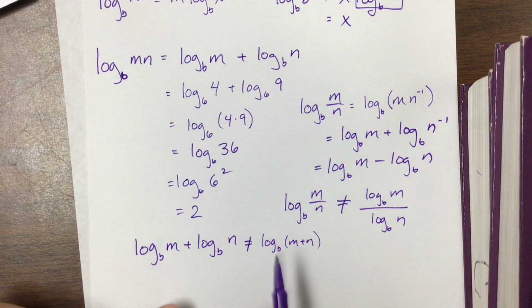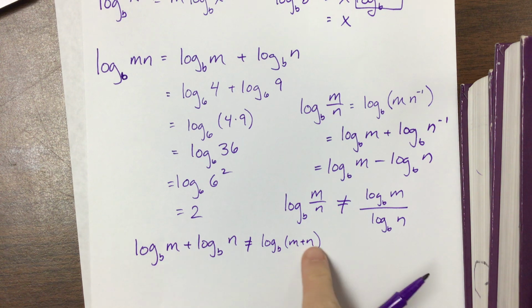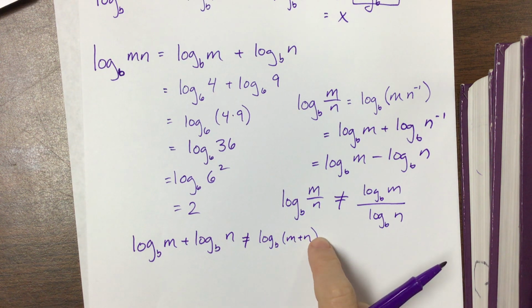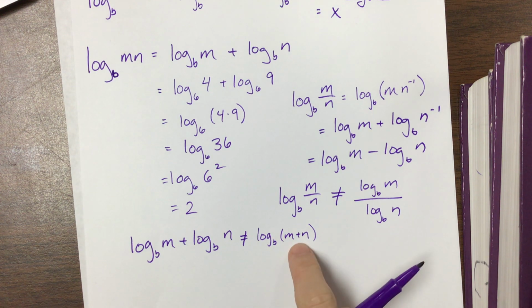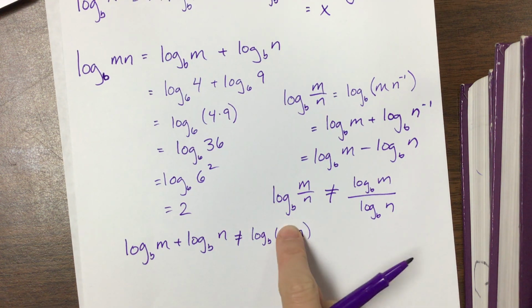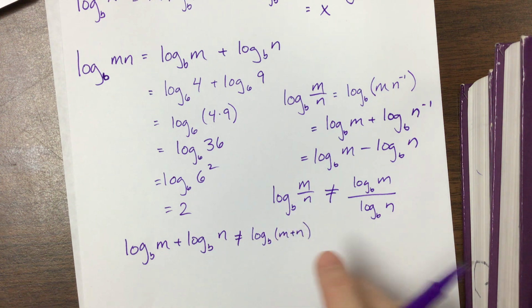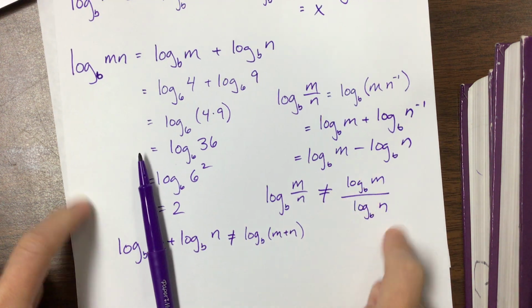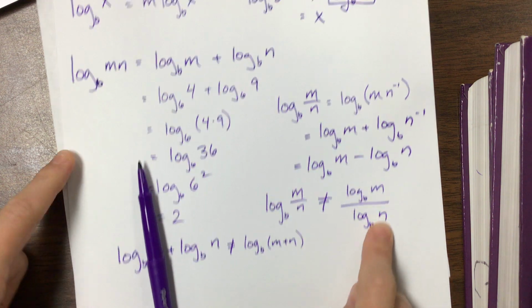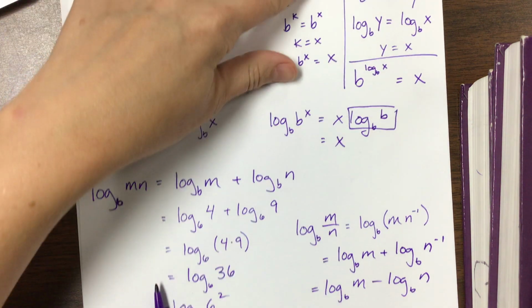On this one, there's not much we can do here. We have to add m and n first, and then we can take the log of it, but there's not much we can do to simplify it. This one right here, we'll see, there's a particular property for this. And that, I think, is the last property up.